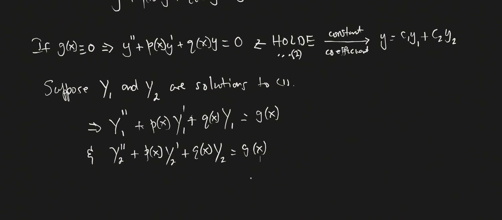But look at what this means. So now, if big Y1 and big Y2 separately satisfy the non-homogeneous equation, if I call this A and B, since I already have 1 and 2, look at what happens.